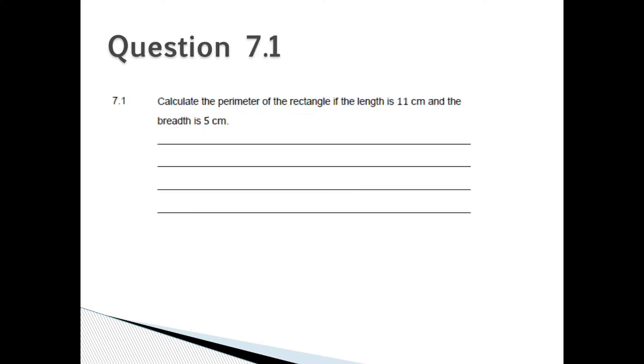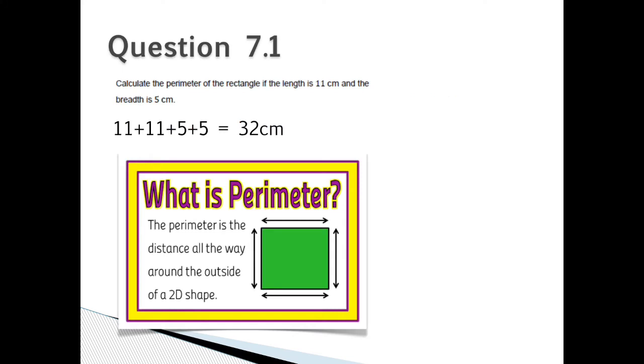Question 7.1. Calculate the perimeter of the rectangle if the length is 11 centimeters and the breadth is 5 centimeters. Perimeter is the distance all the way around the outside of a 2D shape. So it will be 11 plus 11 plus 5 plus 5, which is equal to 32 centimeters.